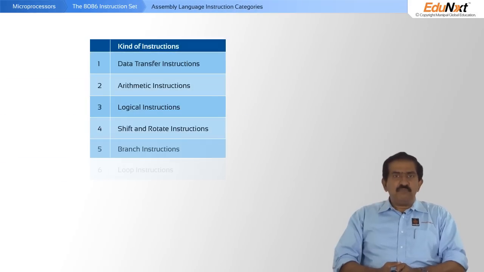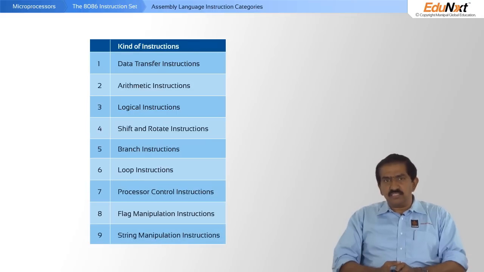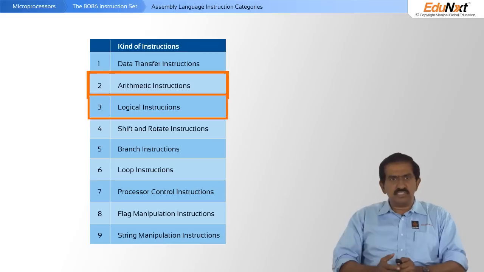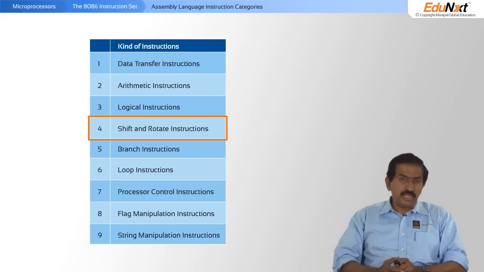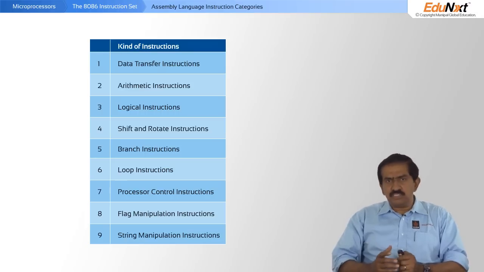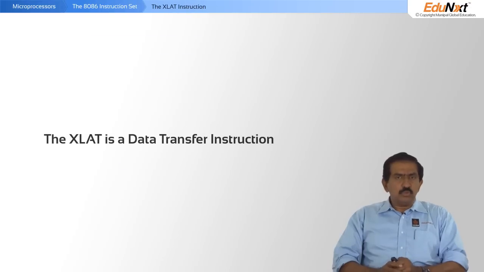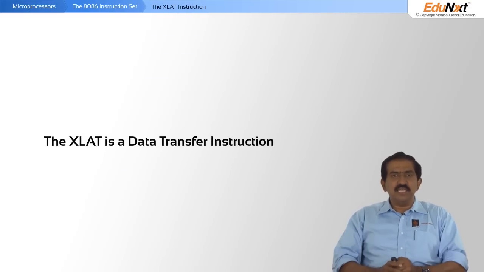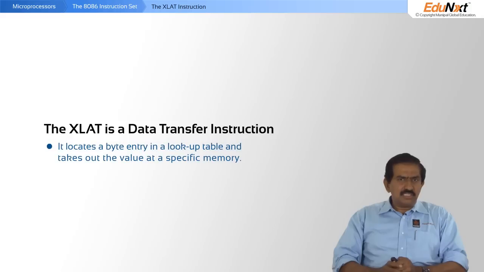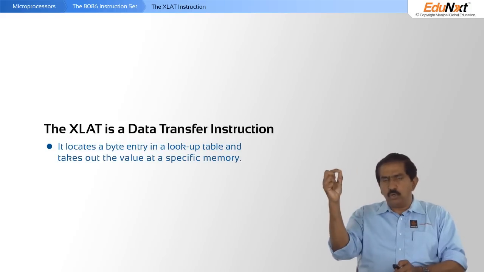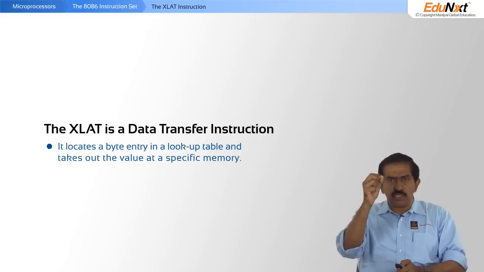There are 9 different kinds of assembly language instruction categories, and I'm not going to go into all of them. There's data transfer, there is arithmetic instructions, logical instructions, shift and rotate instructions, so on and so forth. I'm going to explain a couple of them, just the more complex ones. So let's look at the instruction called XLAT, and this instruction is really a data transfer instruction, translate. XLAT stands for translate. What this instruction does is really look into a lookup table and take out the value at a specific memory location.